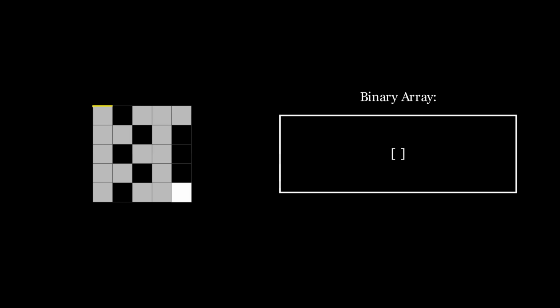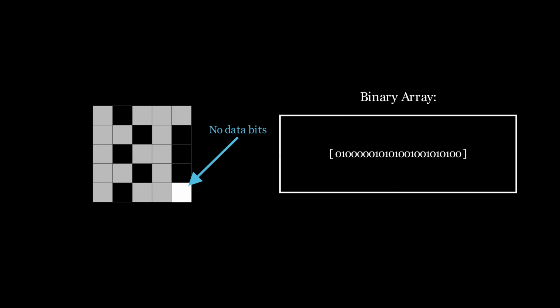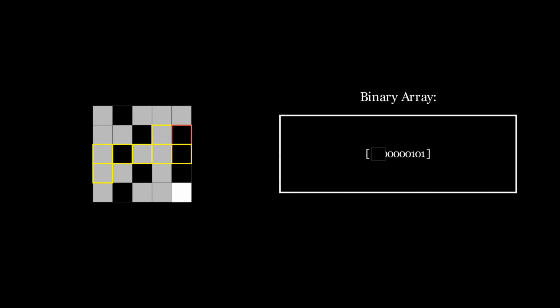We need to read this image and convert it back into a binary sequence, which is a series of ones and zeros. Remember, in our encoding, a black square represented a 1 bit, a gray square was a 0 bit, and any white squares were just padding. We start by carefully examining the image square by square and translating the colors back into their binary equivalents. This gives us a long string of ones and zeros, which is the step back to our original message.